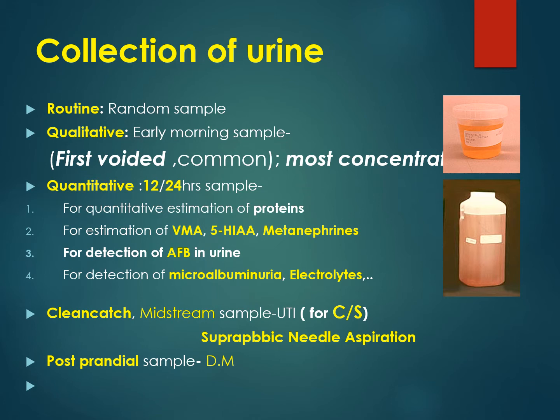So there is the routine or random sample just to give you enough idea about the urine status. If you are looking for a qualitative type of urine test, you are looking for the morning sample, more concentrated urine. First voided urine is commonly the morning urine, and it is mostly concentrated urine for the cells and for the substances, to give a good answer for that. If you are looking for a quantity of the substance in the urine.